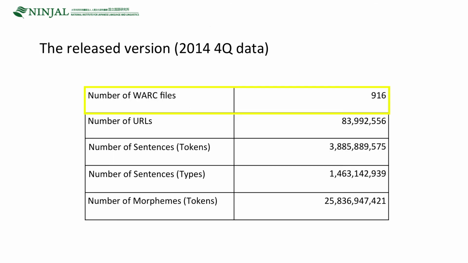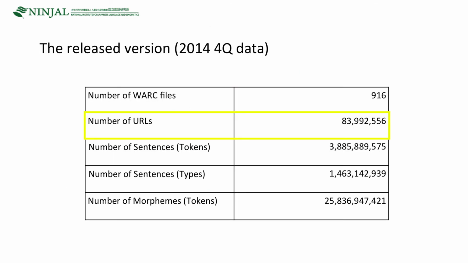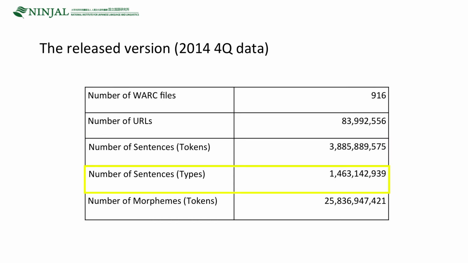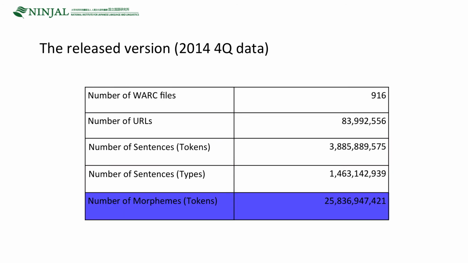This table shows the data statistics of the released version. We published fourth quarter data for 2014 with the following statistics. We provide 25 billion morphemes, tokens.